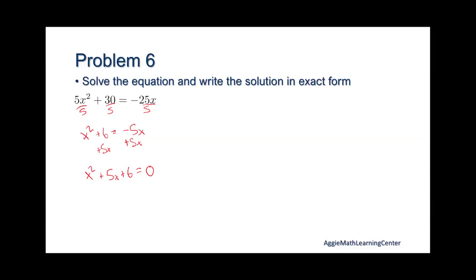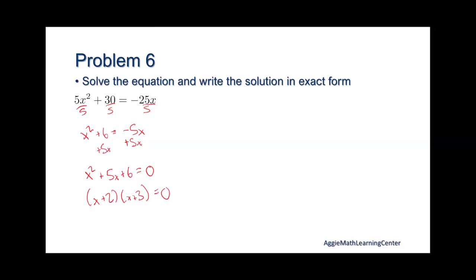Factor, right? This one factors pretty nicely. So what two numbers multiply to 6 and add to 5? 3 and 2. And we have just a 1 on our first term, so it just comes out to x plus 2 and x plus 3. This is still equal to 0, right?